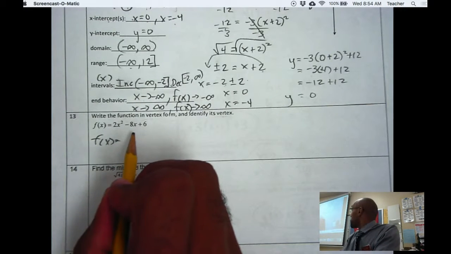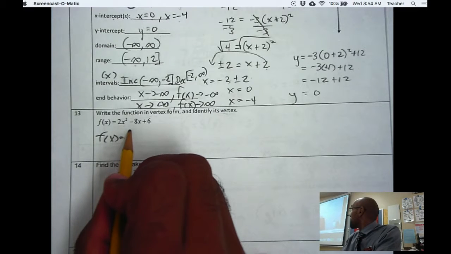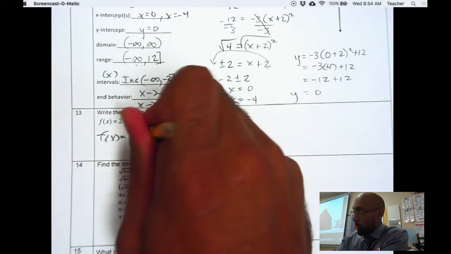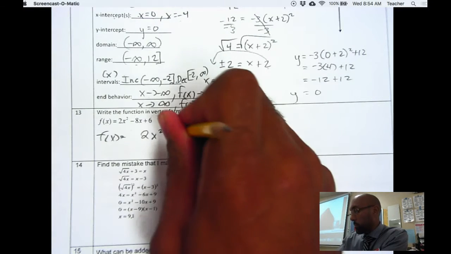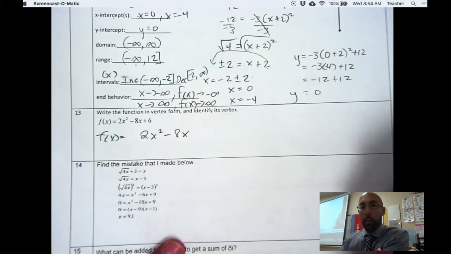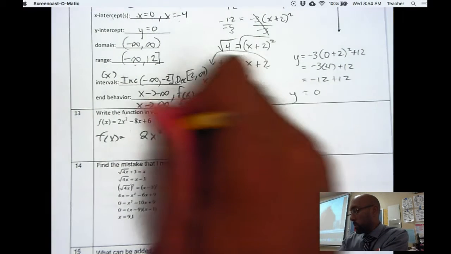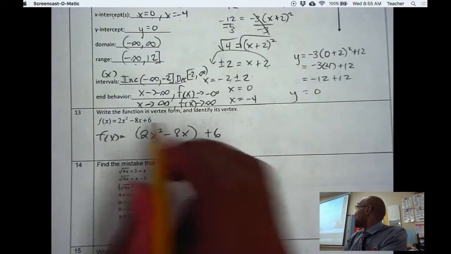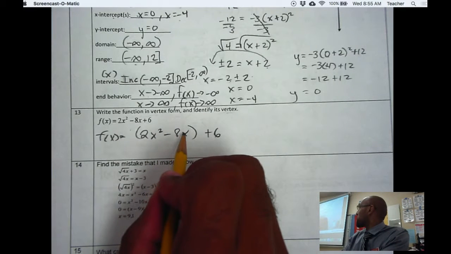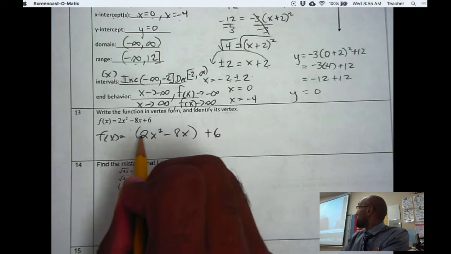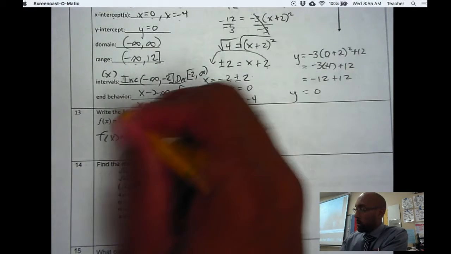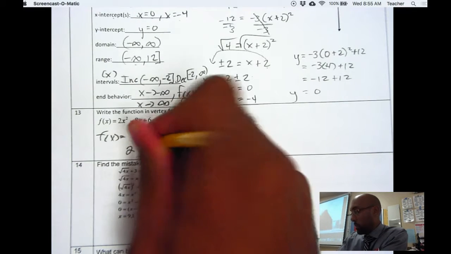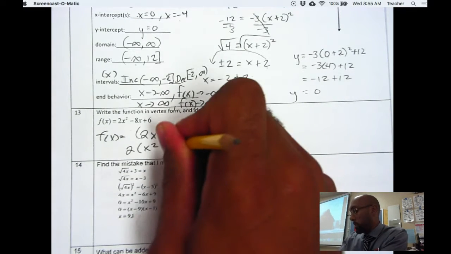Okay, so in order to turn this into vertex form, we're going to take the first two terms and separate them from the last term. So I'm just going to spread it out. First I'm going to put parentheses here and plus 6 here. I want to treat this like I'm factoring for the greatest common factor. So I'm going to take out a 2. Now this becomes 2 times x squared minus 4x.